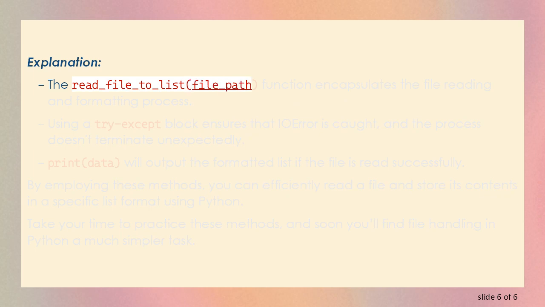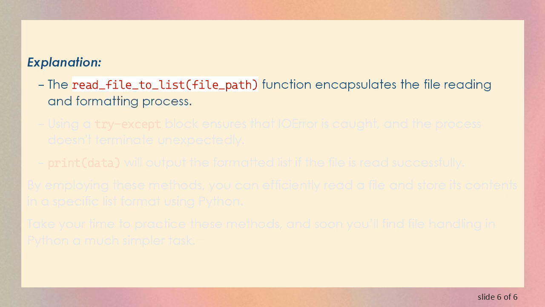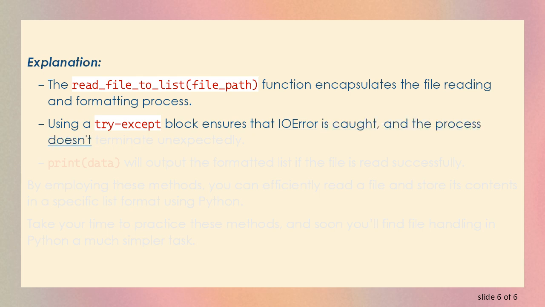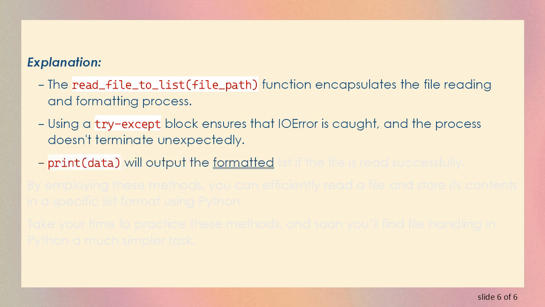read_file_to_list(file_path) function encapsulates the file reading and formatting process. Using a try-except block ensures that IOError is caught, and the process doesn't terminate unexpectedly. print(data) will output the formatted list if the file is read successfully.